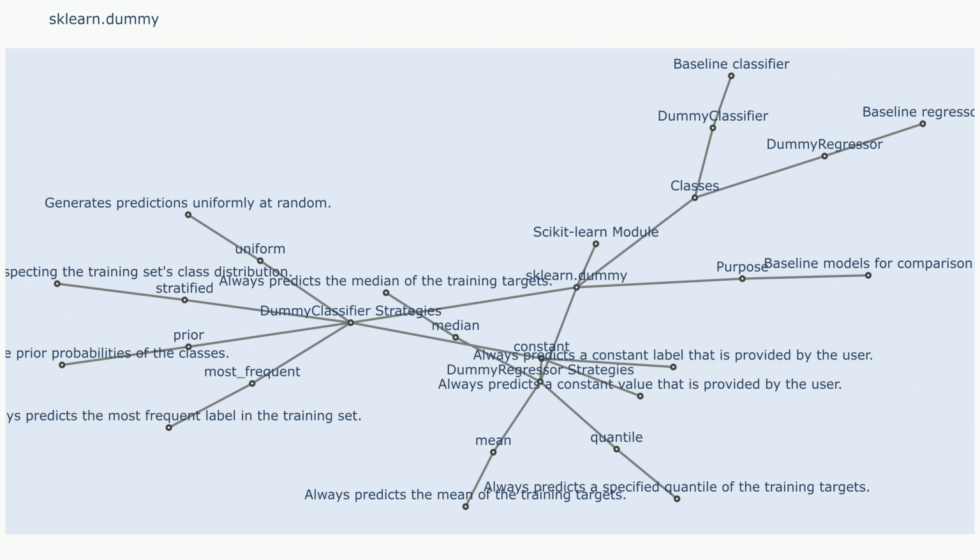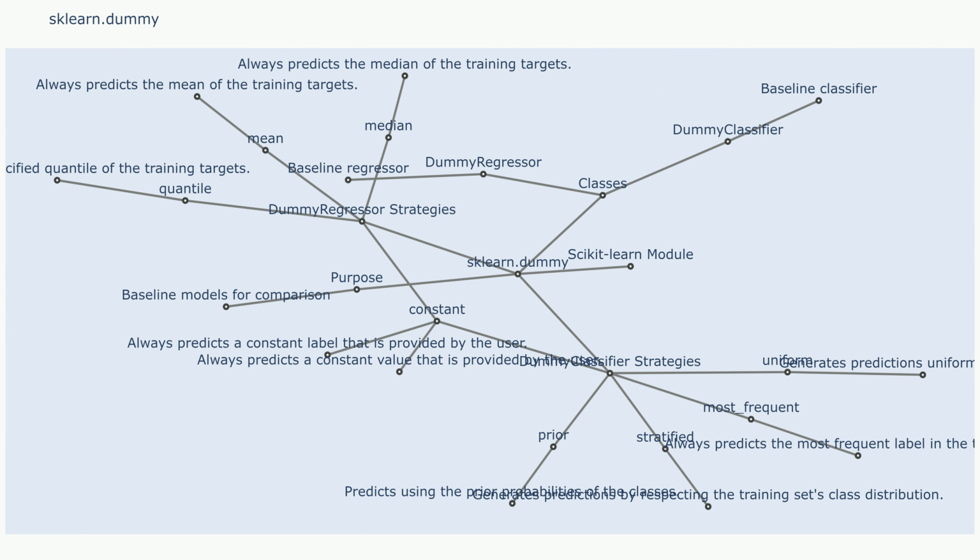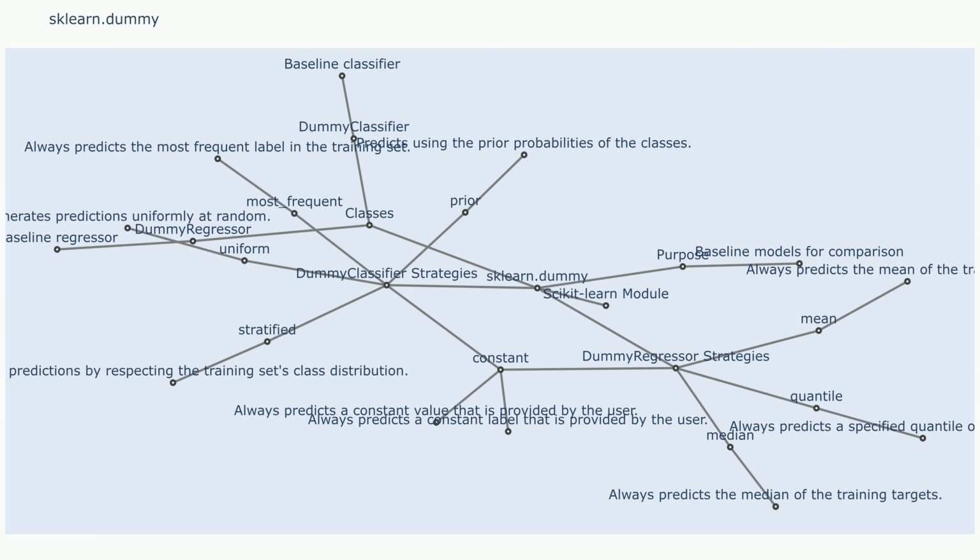4. Evaluation metrics. It's important to note that dummy estimators are not intended for making predictions in real-world scenarios. They are only useful for evaluation purposes. You can use standard evaluation metrics like accuracy, precision, recall, F1 score, or mean squared error (MSE) to assess the performance of your dummy estimator and compare it to your actual model.